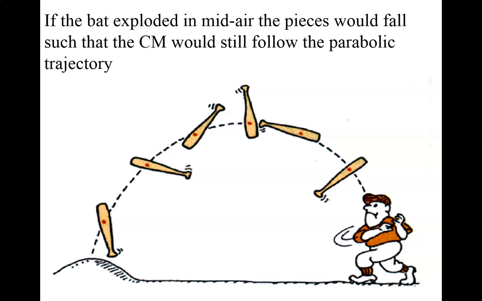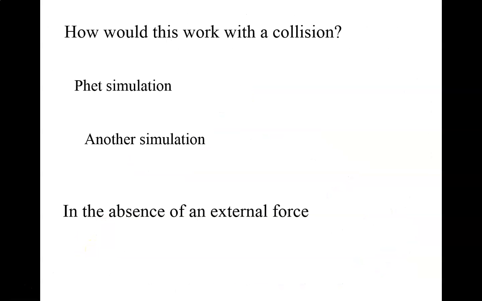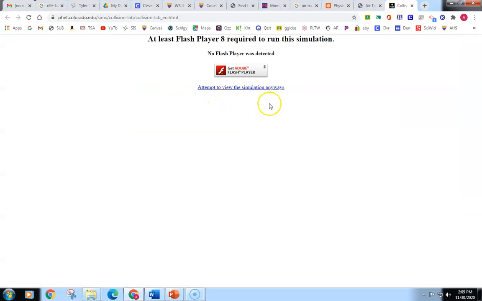And I've seen a question along this line on the AP exam. But basically, if this baseball bat were to explode into different pieces while it was in midair, that internal force would not affect the motion of the center of mass, and the center of mass of those exploded pieces would still follow this parabolic path. How would this work with a collision?